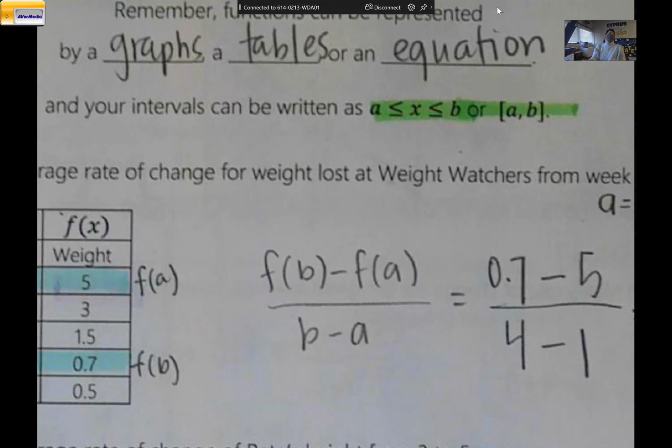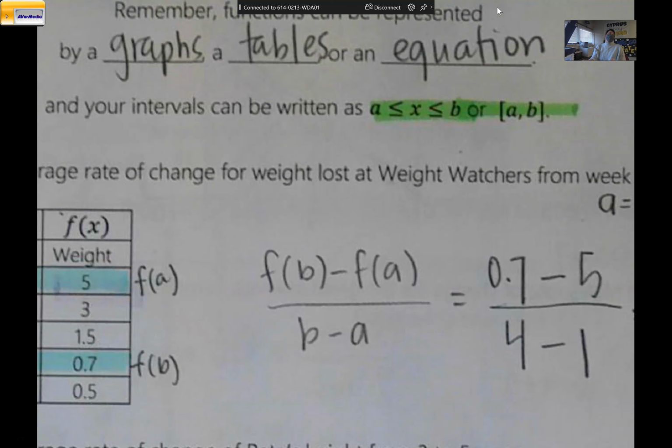So this is average rate of change for Pete's height from 3 to 5 years. So I'm going in order of how they give it to me in the prompt. So A is 3, B is 5. So now I come and match that up in my table. 3 matches 37. 5 matches 45.